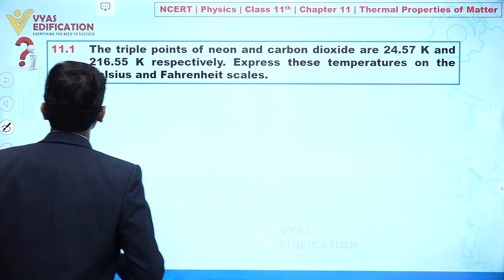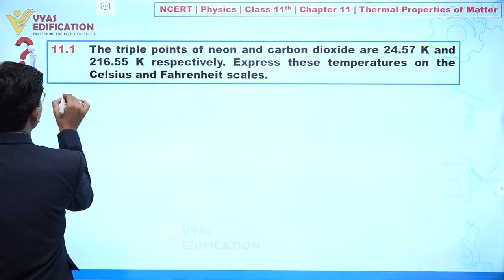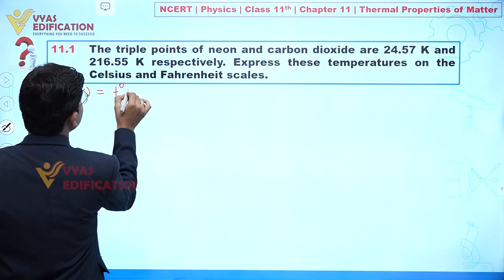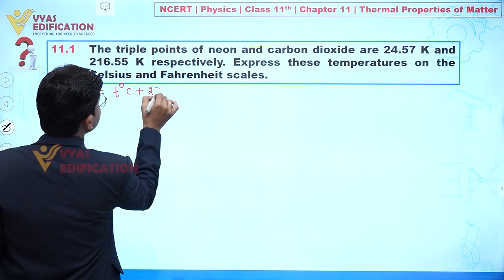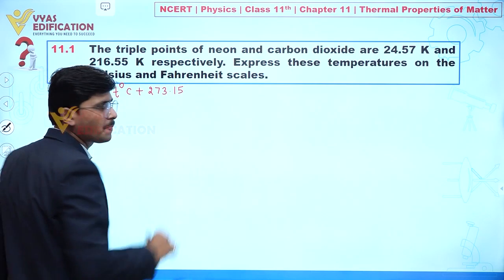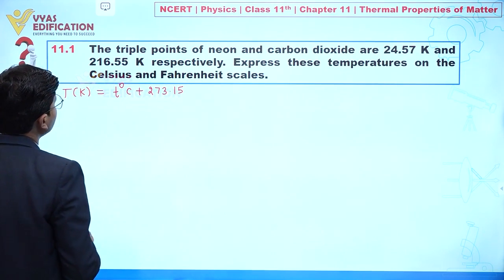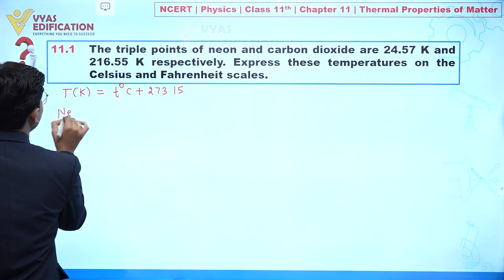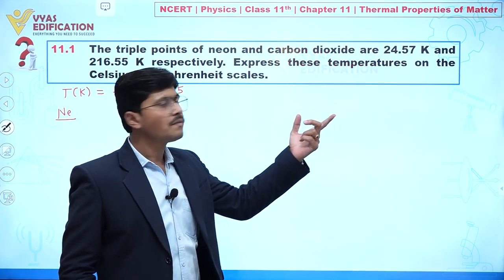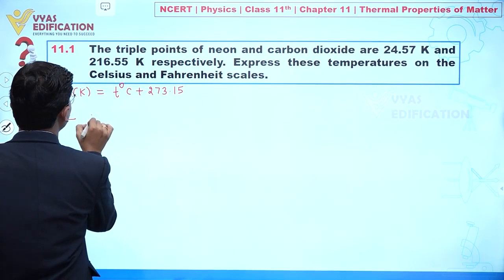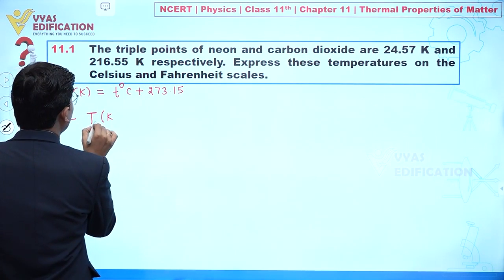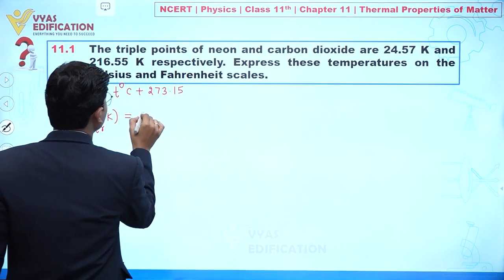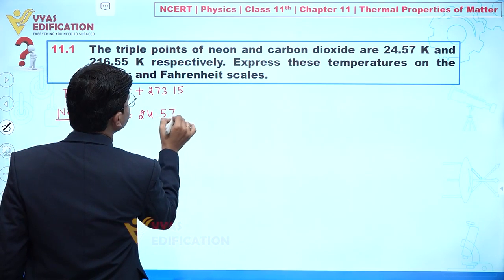Dear students, we know one relation, and this relation is: temperature in Kelvin is given by temperature in degree Celsius plus 273.15. Clear? So in this question, if we talk about neon, the value of the triple point is given. We can say the temperature is given in Kelvin, and this temperature is the triple point of neon. And this temperature is given to you as 24.57 Kelvin.